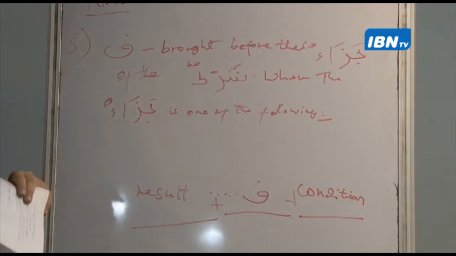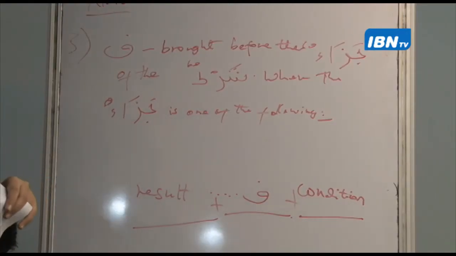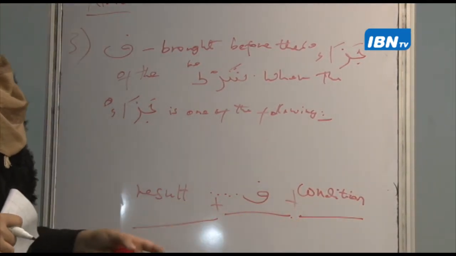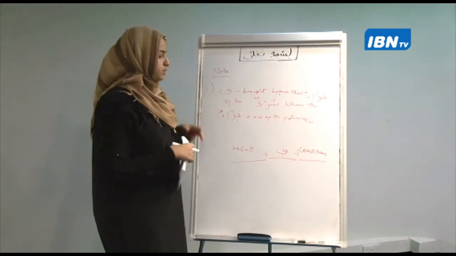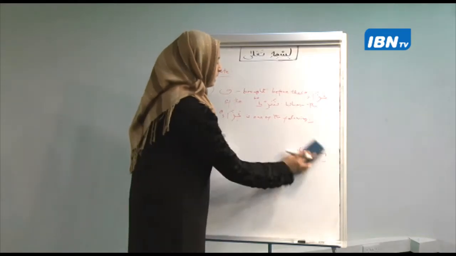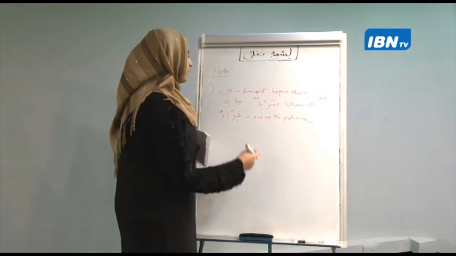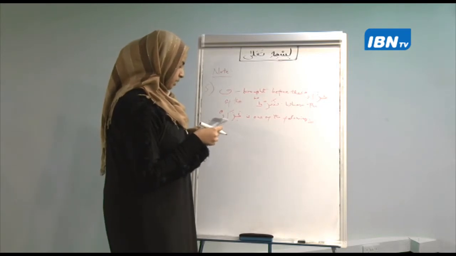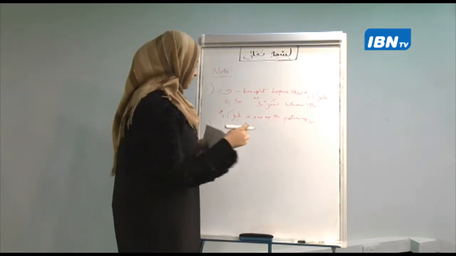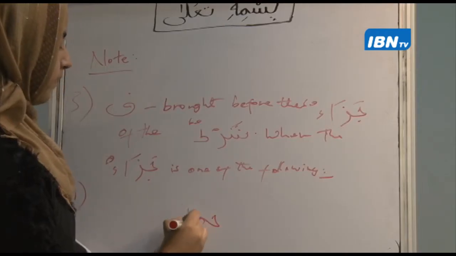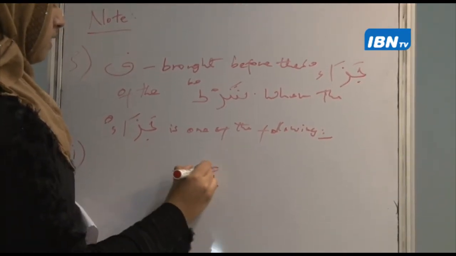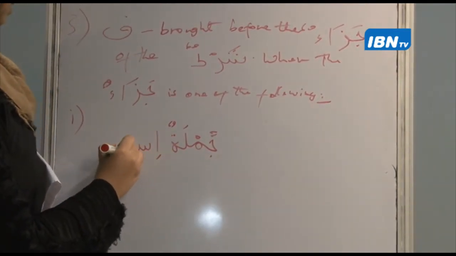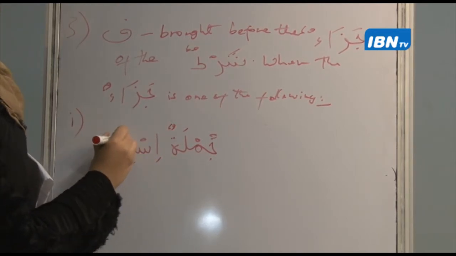Now let's look at the cases of the result where you will find the fa appearing in the middle between the condition and the result. This is what the rule is talking about, but only in a few cases. Only when the jaza is one of the following. So first we have the case of jumlatun ismiyatun.